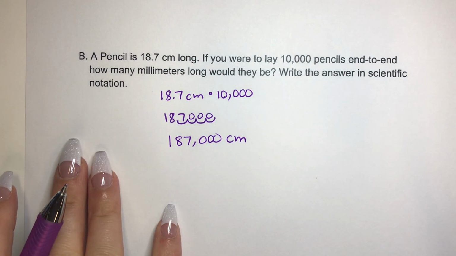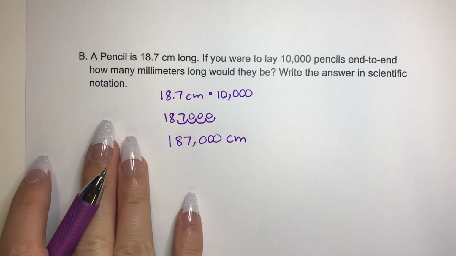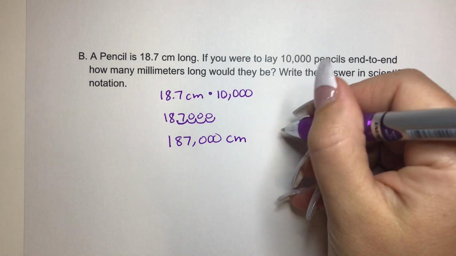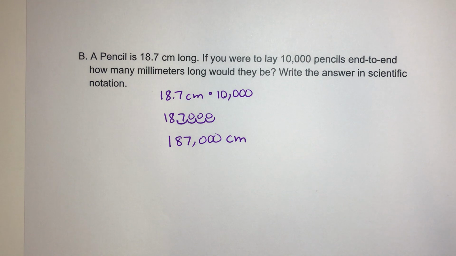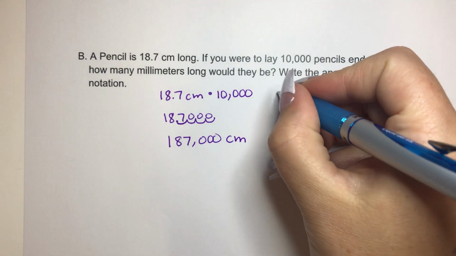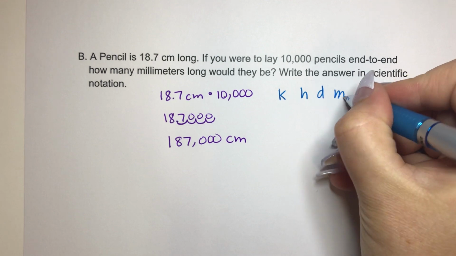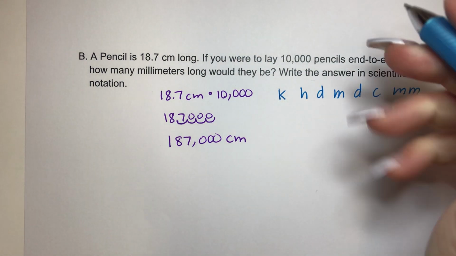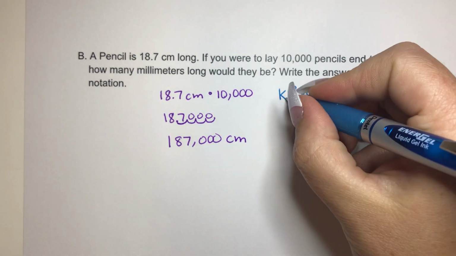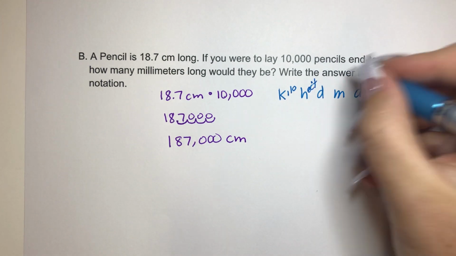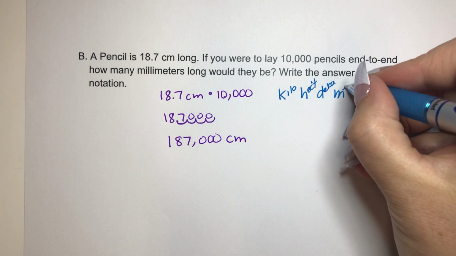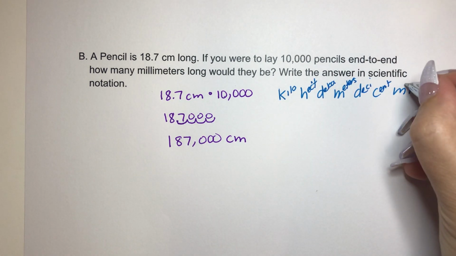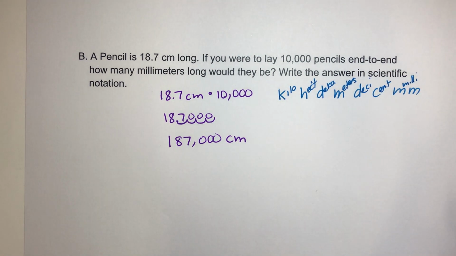Now we need this in millimeters. To change from centimeters to millimeters, you have to remember this saying that I use to help me remember it, and it's dealing with the metric system. Kids have dogs, mothers drink cow's milk. This is kilometers, hectometers, decameters. This is just straight meters. This is decimeters, centimeters, and millimeters. And it's all in a base 10 setting.